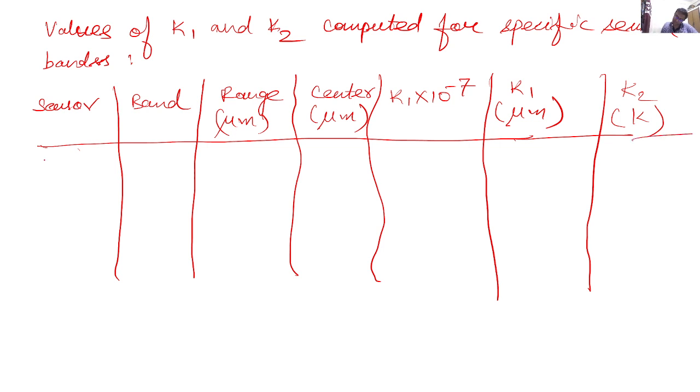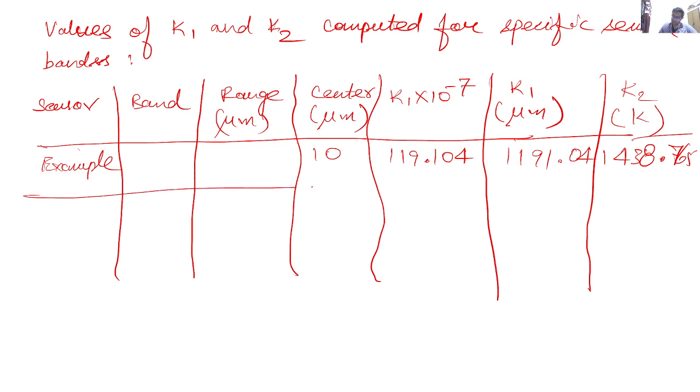The first one, the example which we took, had the center at 10 micrometer. The K1 value comes out to be 119.104 into 10 to the power minus 7. If you convert it into micrometer, it is 1191.04, and K2 in kelvins comes out to be 1438.765. So that was the example which we took.